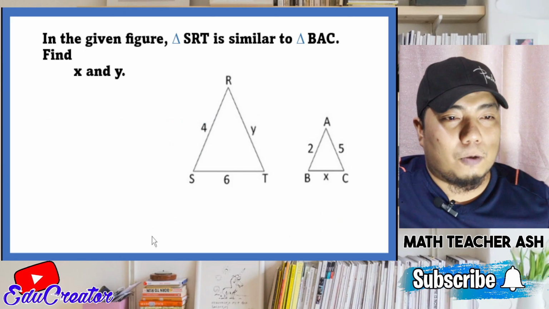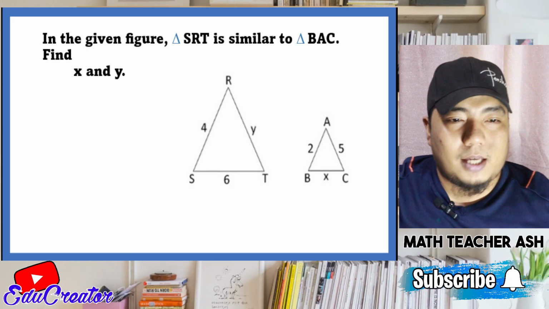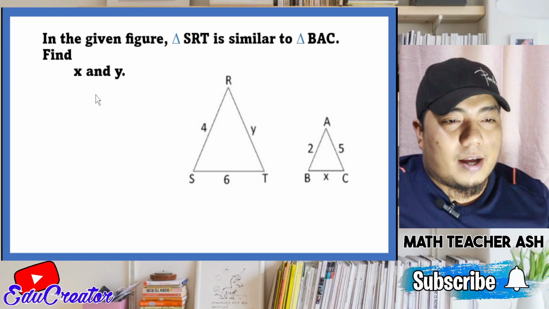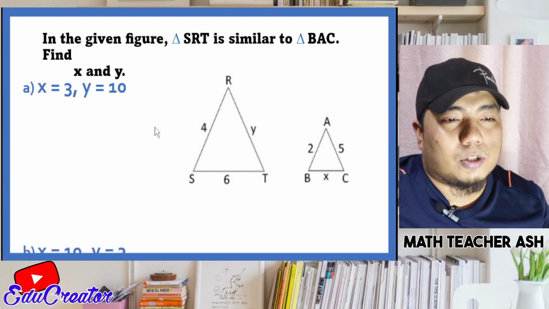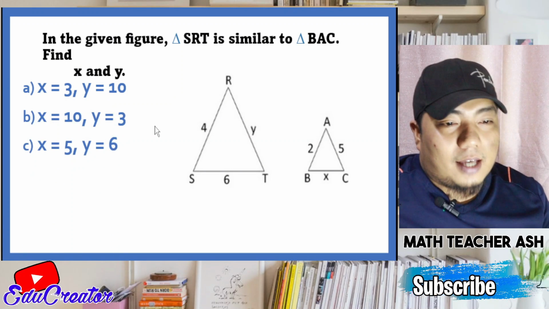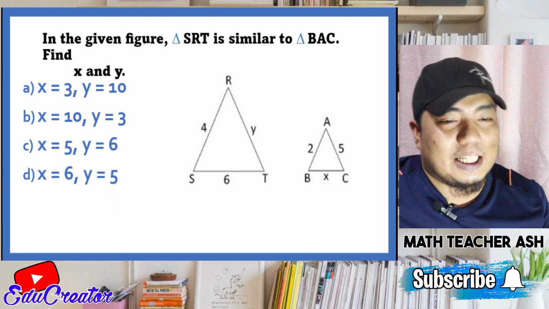Now let's continue. In the given figure, triangle SRT is similar to triangle BAC. So SRT, BAC. All right. Find X and Y. Is it A, X is equal to 3, Y is equal to 10, B, X is 10, Y is 3, C, X is 5, Y is 6, and D, X is 6, Y is 5.